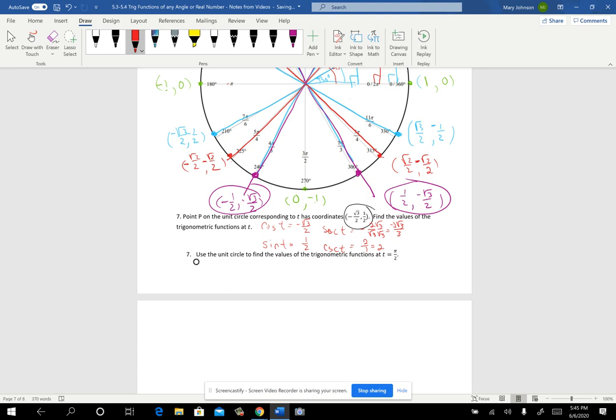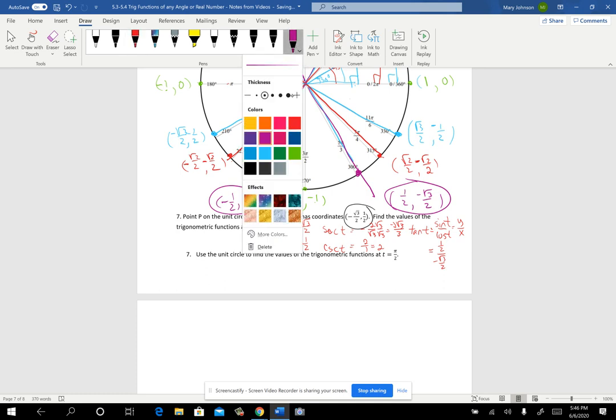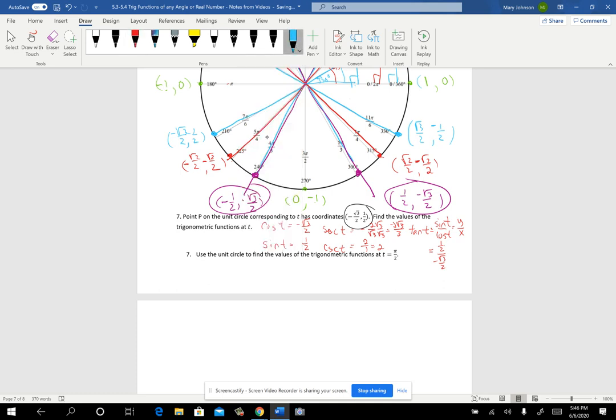Now, tangent of T, you might want to remember one of those identities we had earlier. Tangent of T is equal to the sine of T over the cosine of T. And if you're on a unit circle, remember that's just your y over your x, like we defined tangent before. So it's 1/2 divided by negative square root of 3/2. A little bit of algebra work here. I'm going to multiply by 2 on both of those, and I'm going to wind up with 1 on top and square root of 3 on the bottom, and it's going to be negative.